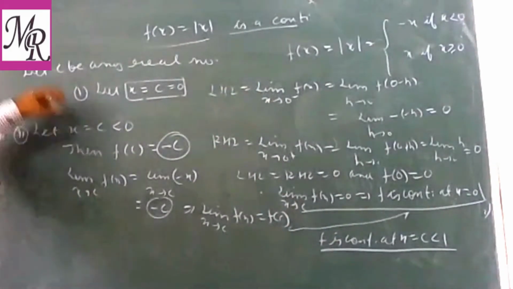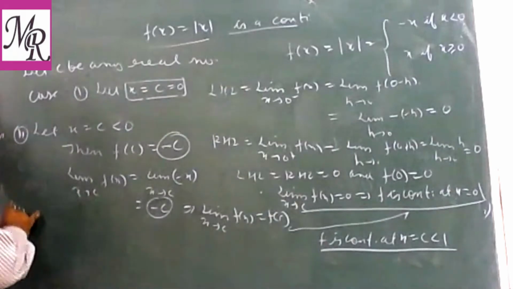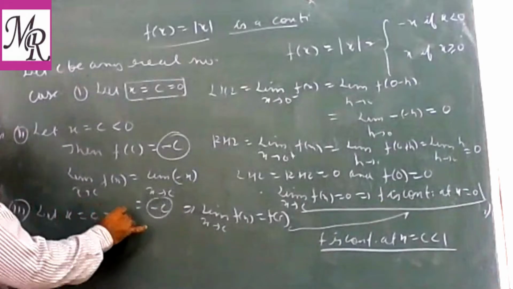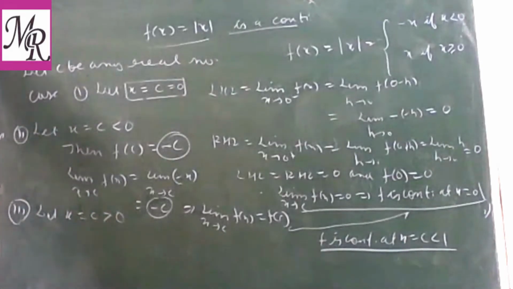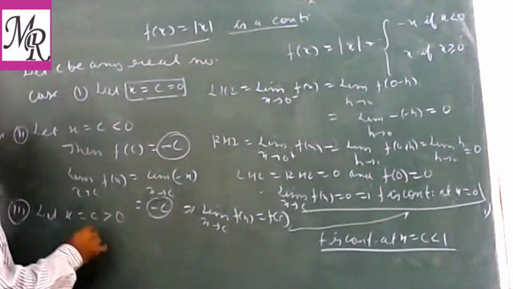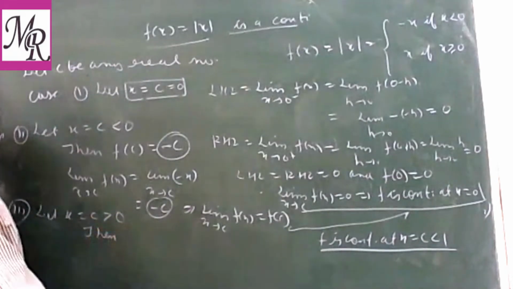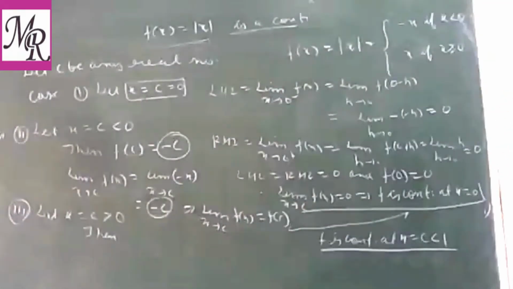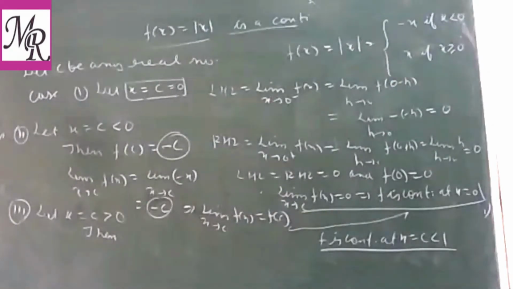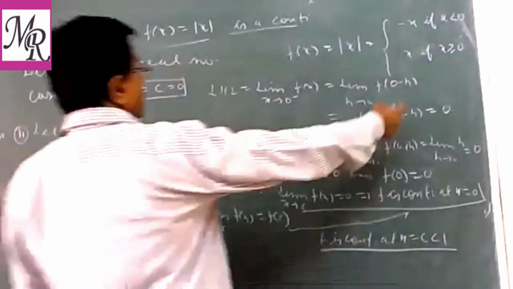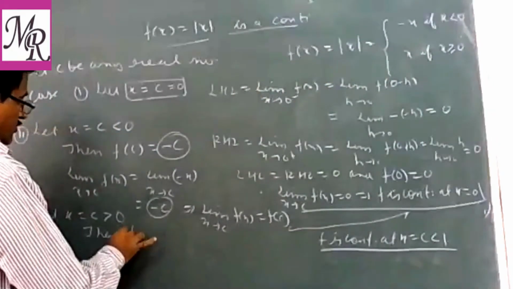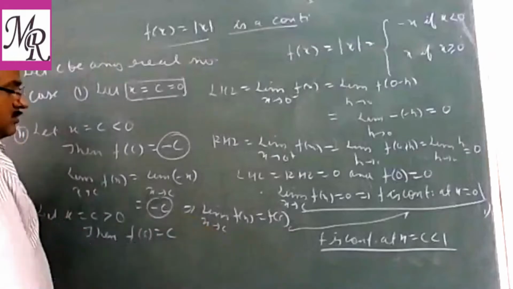Similarly, you have to check at x equal to c where c is greater than 0. For greater than 0, similarly you can say the value of the function, if x is greater than 0, then f(x) equal to x. So we can say f(c) equal to c.